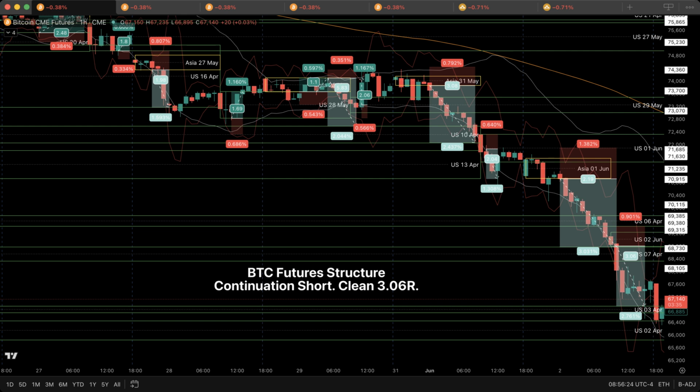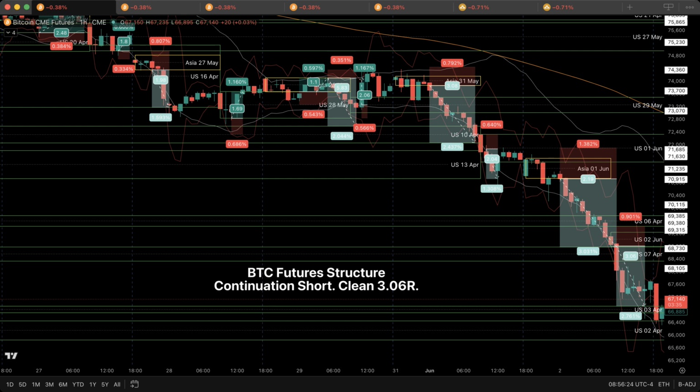The short setup forms. Short entry line: June 2nd U.S. session lower boundary. Stop loss line: April 6th U.S. session lower boundary. Take profit line: April 3rd U.S. session upper boundary. Risk-reward ratio 3.06. The entry sits at June 2nd U.S. session lower boundary.